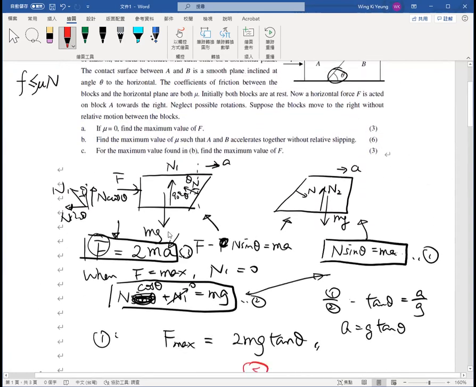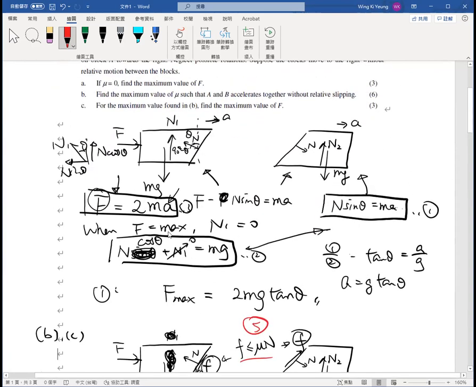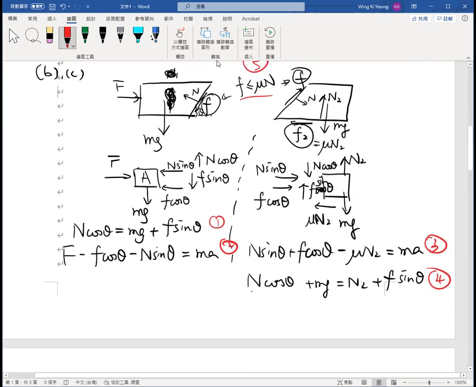But actually for part A, there is also an inequality. The inequality for part A is like this: N1 is always larger than or equal to 0. But when N1 equals 0, then F is maximum. There's also an inequality.